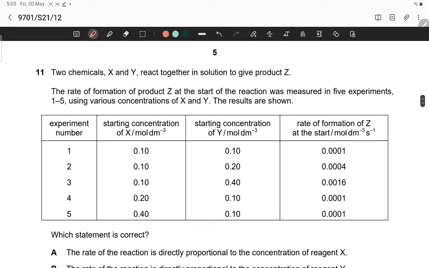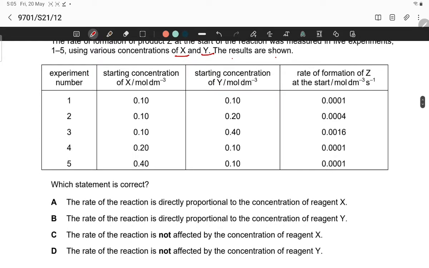Two chemicals X and Y react together in a solution to give Z. The rate of formation of product Z at the start of the reaction was measured in 5 experiments 1 to 5 using various concentrations of X and Y. The results are shown. Experiment number, starting concentration of X in mole per dm cube, starting concentration of Y, and rate of formation of Z at the start of reaction.